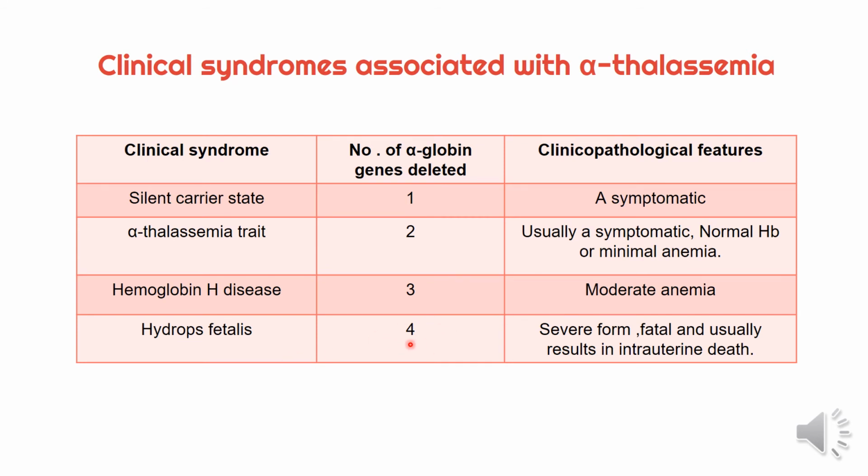The most severe form is when 4 alpha globin genes are deleted. This results in a condition called hydrops fetalis. It's a severe form and it's fatal and usually results in intrauterine death. In hydrops fetalis, you will have a tetramer of gamma chain, and such hemoglobin, a tetramer of gamma chain, is called HB-BART, and HB-BART has no O2 carrying capacity. So this will result in O2 starvation of the fetus and results in death.